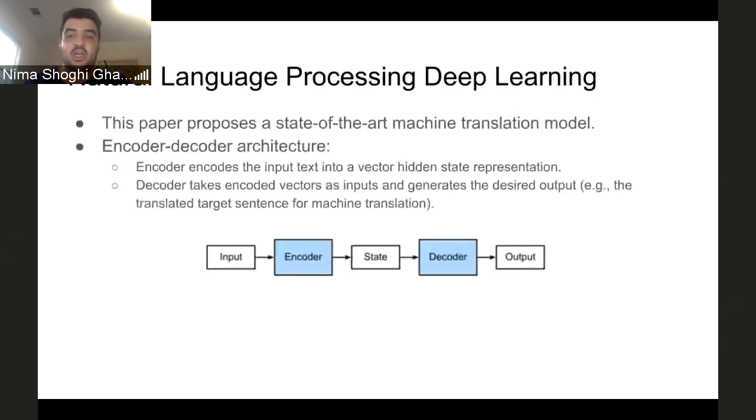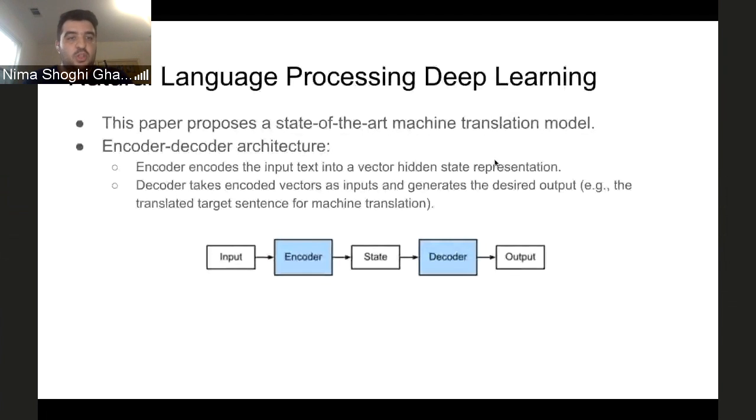So you can think about if you're trying to translate something from English to German, then you can take the input in English, output some sort of hidden state representation, and then for the decoder stage, take that hidden state representation and output the German text.